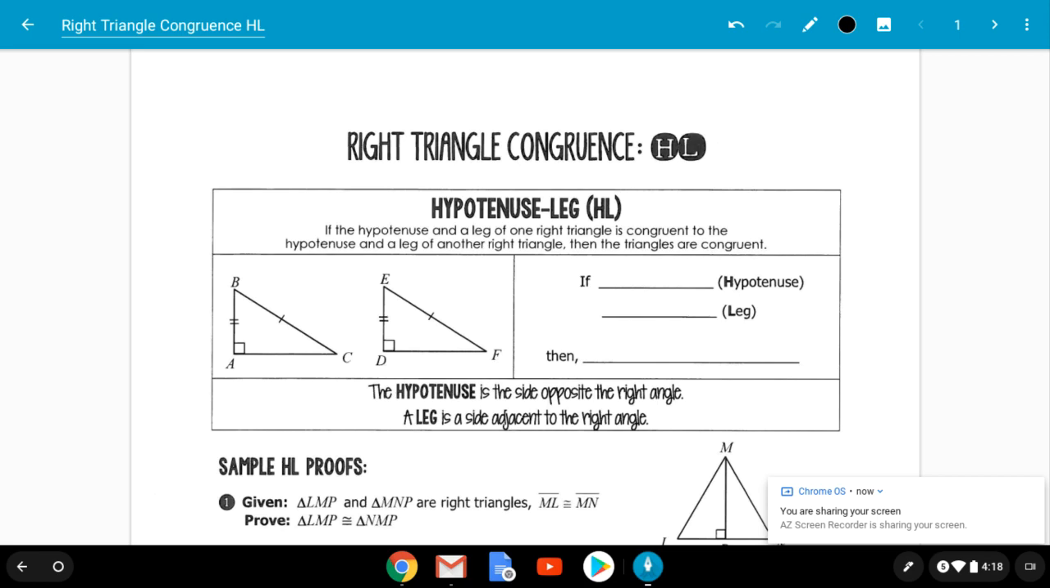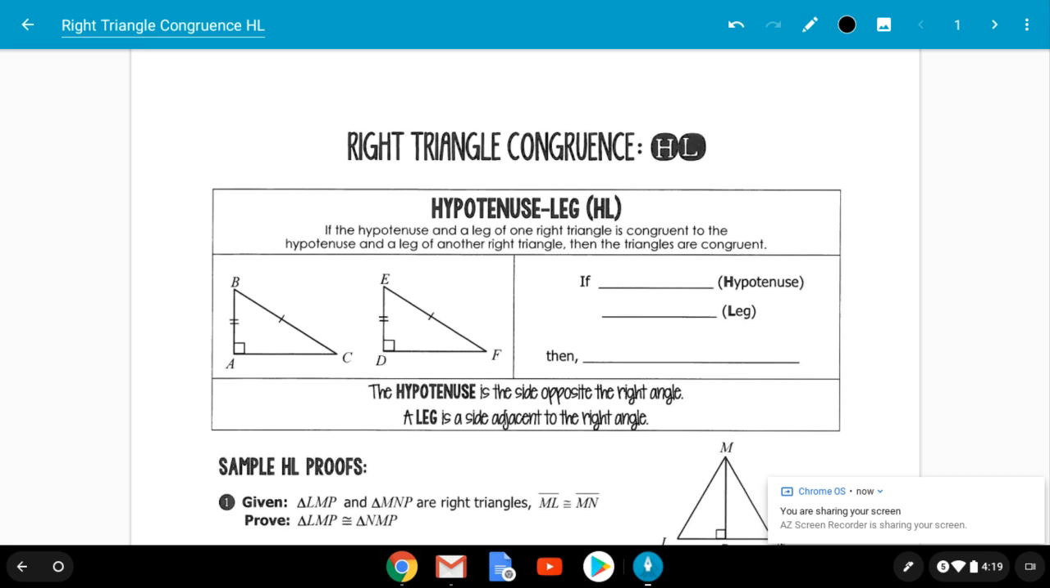It's nothing new here. First things first, we're going to be talking about the last one, our little flipbook thing, HL. And what is HL? It stands for hypotenuse and leg. So it says if the hypotenuse and the leg of one right triangle are congruent to the hypotenuse and the leg of another right triangle, then the triangles are congruent.